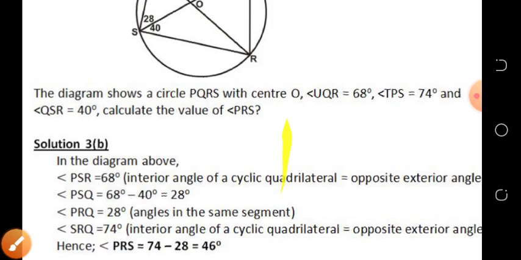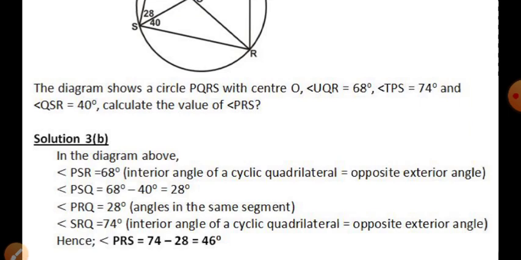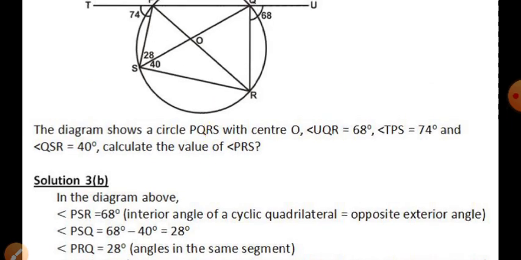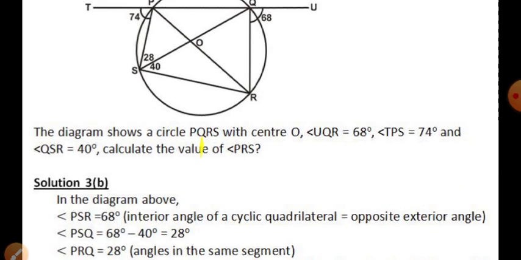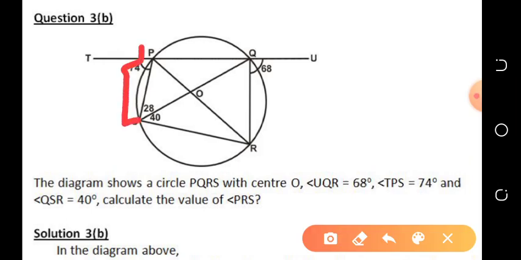So let's go up to see the solution for that. We have that in the diagram above, angle PSR is 68 degrees. We have explained that already. Angle PSR is 68 degrees. Reason being that the interior angle of a cyclic quadrilateral is equal to the opposite exterior angle. Now angle PSQ is equal to 68 minus 40. I had explained that already.